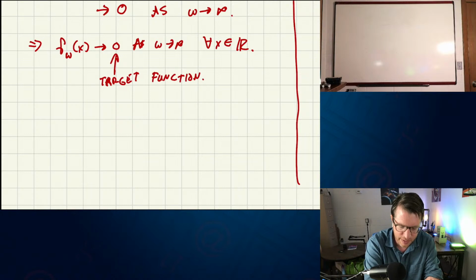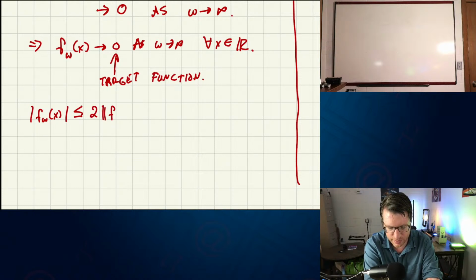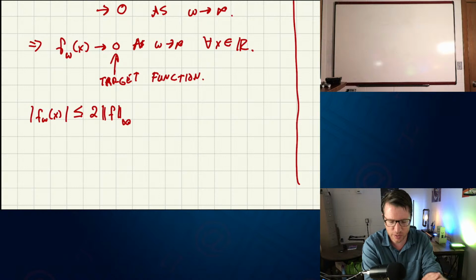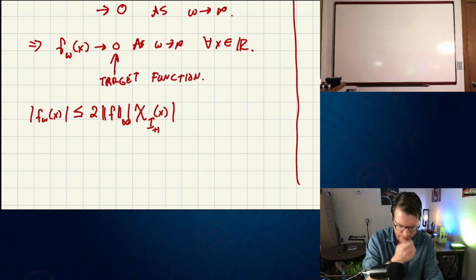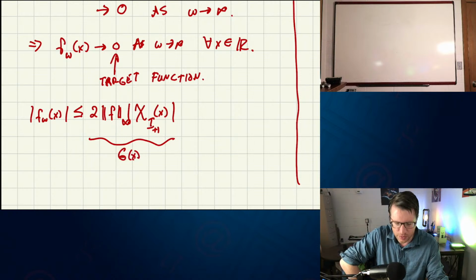Okay, so then we have a bound: f_ω(x) for all x is going to be less than or equal to twice the largest value of x. I'm just calling this the infinity norm, the maximum value of f, times chi of i plus 1 of x as we defined, right? So this corresponds to our g of x, or little g.